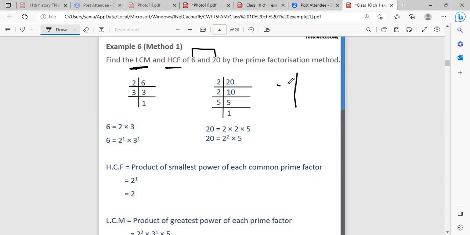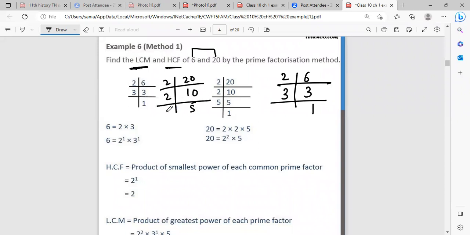So first of all, I hope you know how to do the prime factor, right? 6. So we'll just start with 2, 3, 3, 1, right? And for 20, let me do here 2, 2, 1, 0, 2, 5, 5, 1, right? So now for 6, the prime factors are 2 and 3. For 20, I have 2 multiplied by 2 multiplied by 5. Right now, you have to make a pair.